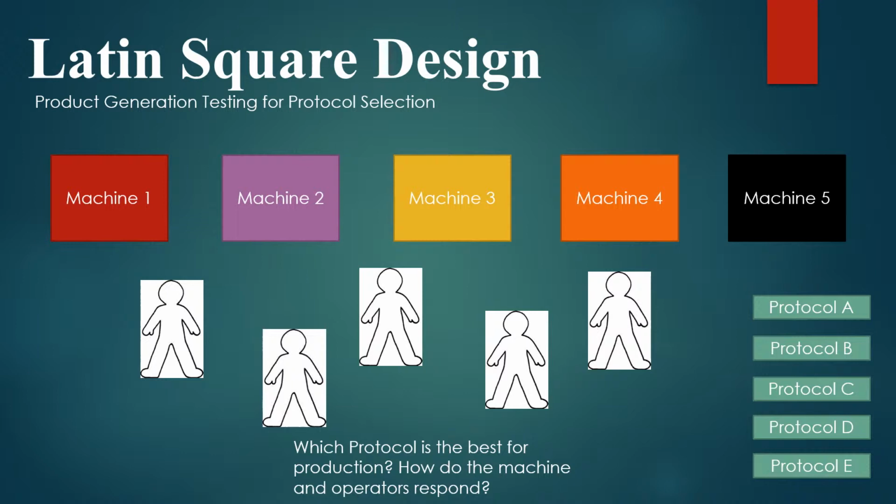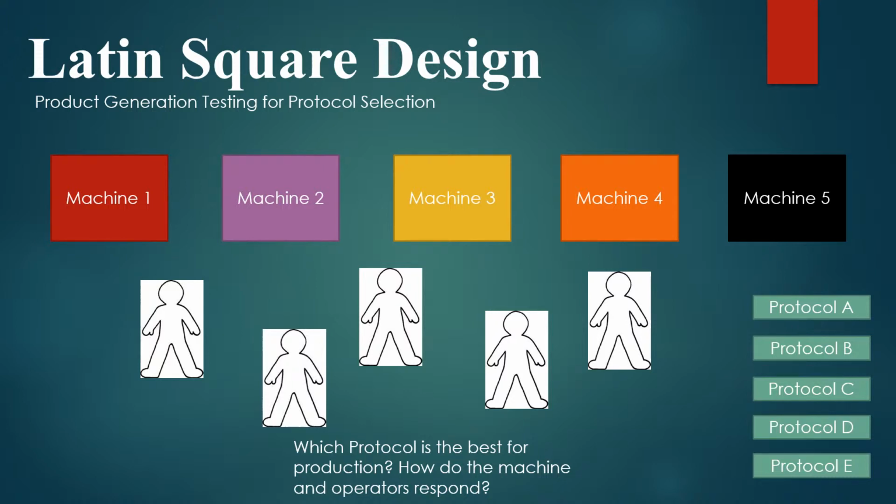So here we have an imaginary manufacturing floor. We have 5 machines, 5 operators, and 5 possible protocols for this new component we're about to produce. We want to produce the most amount of components per hour. So which of these protocols will be the best choice? We have the machines, we have the operators, and they will influence this.